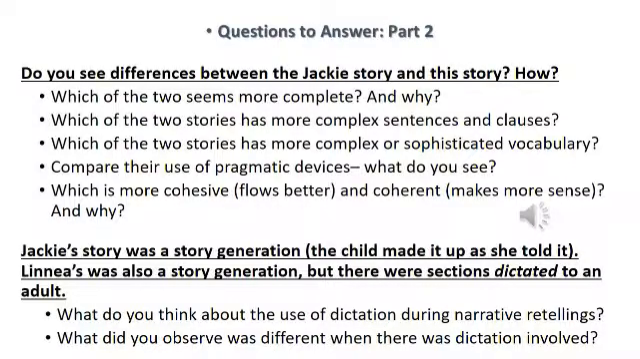And then I want you to think critically about the process, the scaffolding that was provided. So what do you think about the role of dictation during narrative retellings with specific children? And what did you observe was different when the dictation was involved versus when it wasn't? Okay, because that helps us think about the role of cognition in the formulation of language.